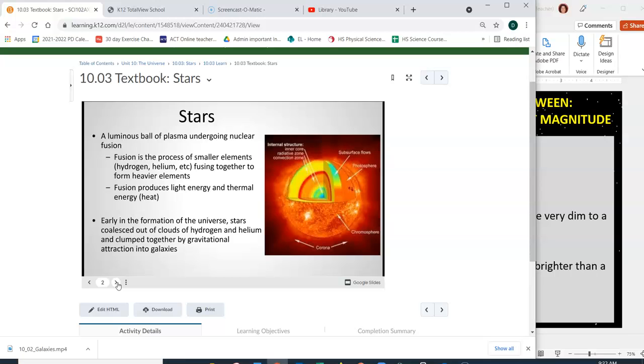As you go through here, here's the star. This is the layers of the star and how a star is structured, what it looks like. This talks about fusion.